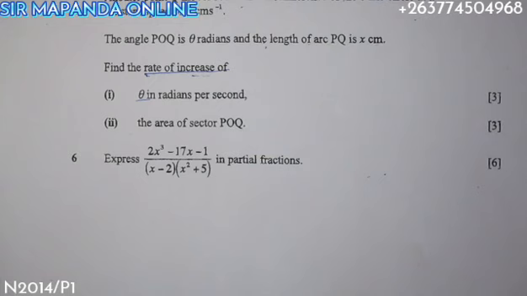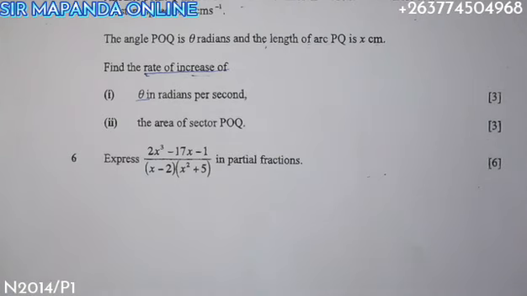Right, so question number 6, it reads, express 2x cubed minus 17x minus 1 over x minus 2 in brackets, x squared plus 5 in brackets, in partial fractions, 6 marks.